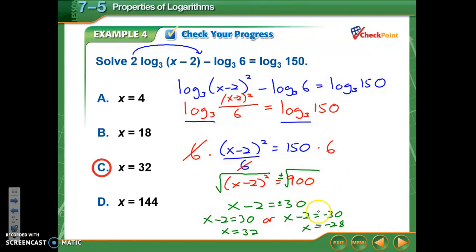I'm not going to show you the whole check process right now. You should have checked. But x equals negative 28 does not work, because if I plug in negative 28 here, I would end up with 2 times log base 3 of negative 30. And I'm not allowed to take a logarithm of a negative number. So negative 28 is not a number that can be part of the domain or the solution set of this equation. So my only answer ends up being x equals 32.